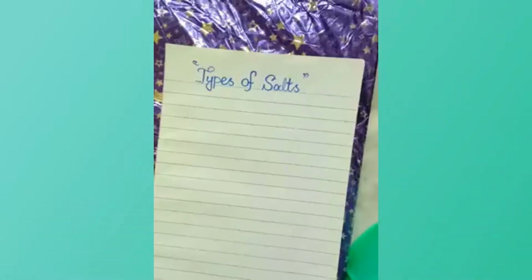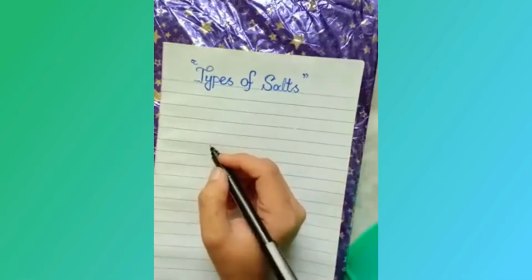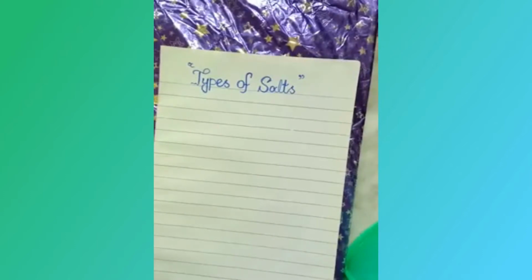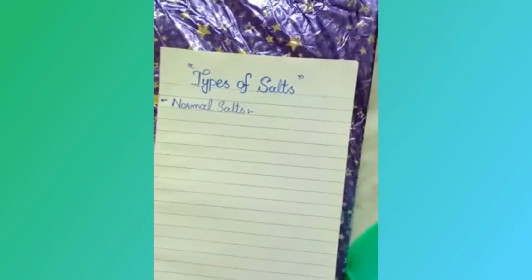Assalamualaikum 10th class. Today we will study about the types of salts. There are 6 types of salts: the normal salts, basic salts, mixed salts, acidic salts, double salts and complex salts. First of all, we will study the normal salt.